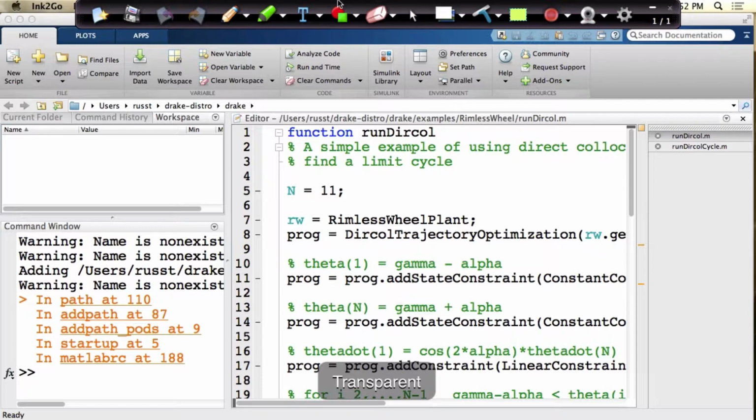I could put in an objective, but it happens that we know there's only a unique solution for this particular problem, so I don't actually need an objective. If I can just find any solution that satisfies those constraints, I should have found my limit cycle.